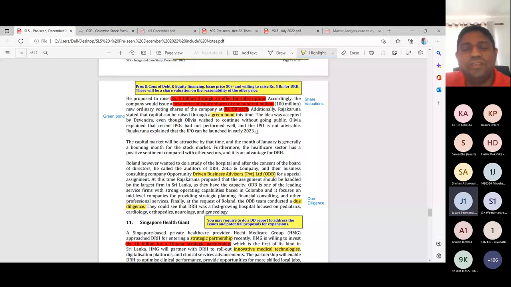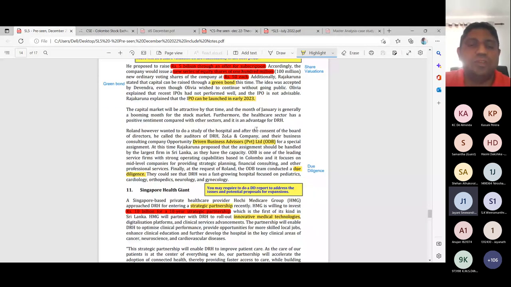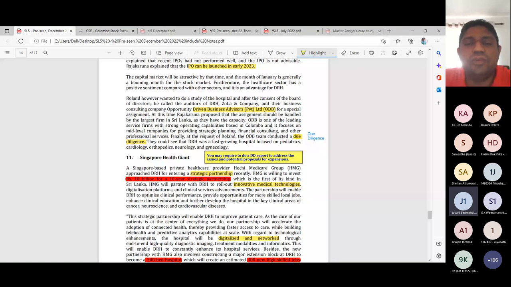So maybe there is some information for you in the unseen about the IPO and green bond issuance also. The capital market will be attractive by that time, and the month of January is generally a booming month for the stock market. Furthermore, the healthcare sector has a positive sentiment compared to other sectors, and it is an advantage for DRH. So possibly we'll think they may go for an IPO in 2023.